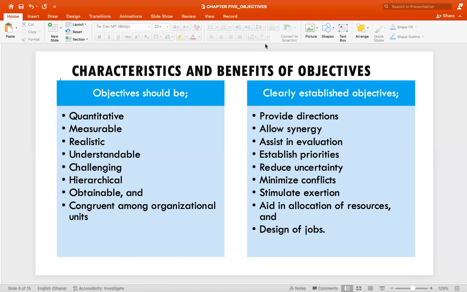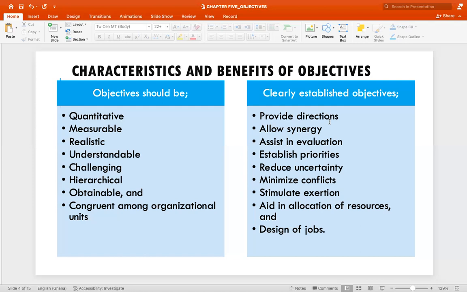Here we have the benefits of objectives. So clearly established objectives first provide direction. As an organization, even as an individual, once you have a target, an aim, an objective, it provides direction as to what you can do and what you shouldn't do, and so on. So there is direction for the organization. This is what we want to achieve for this year or in the next 5 years, and so anything that is not connected to that doesn't matter.